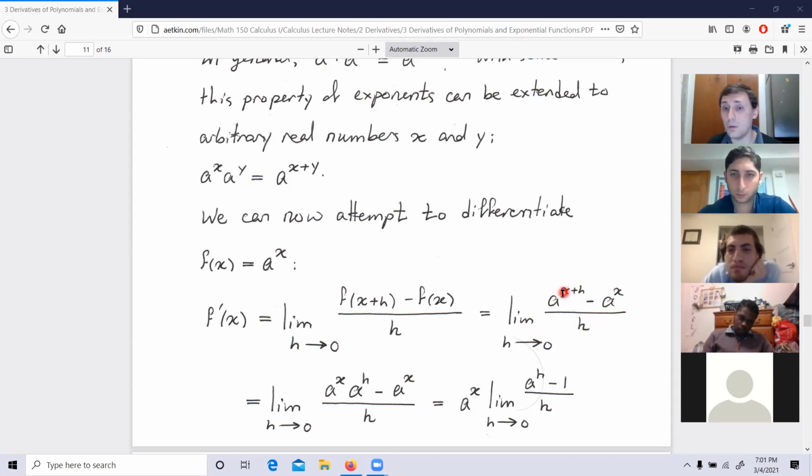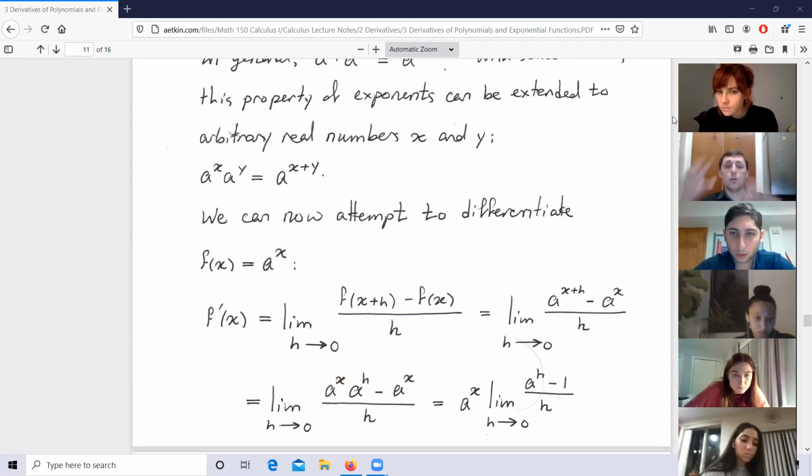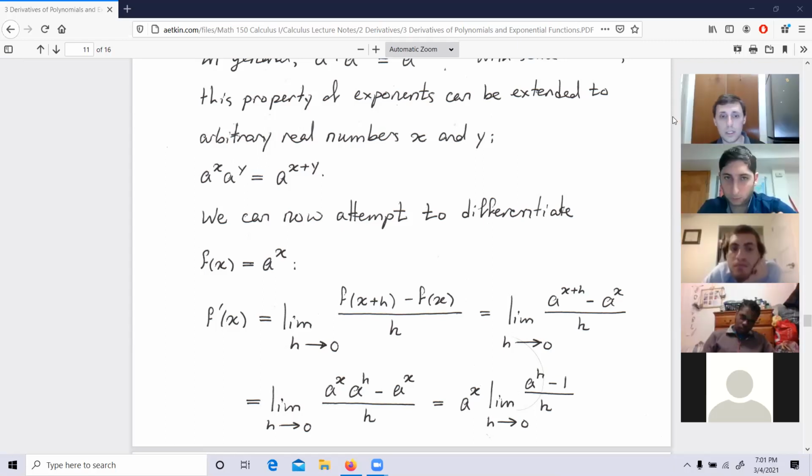I am going to look at it. It's a sum of two powers. I'm going to write it as a to the x times a to the h, minus a to the x. You understand what I did, guys? I wrote the sum of powers, I translated it into a product. You see that? Now from here, you all see I can factor out a to the x.